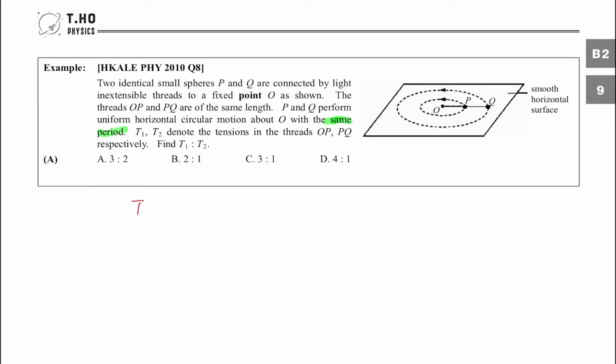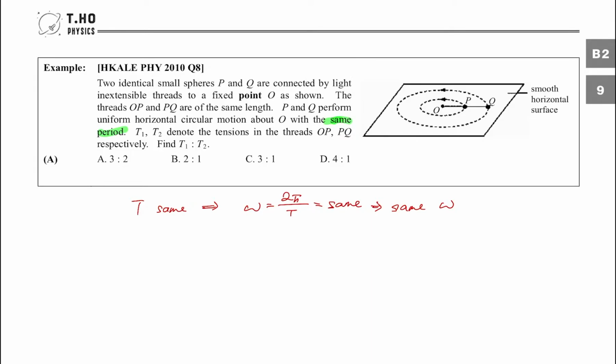Okay, let's focus on the same period. What does that mean? If the period is the same, that means omega will also be the same. So they have the same omega, the same angular speed.